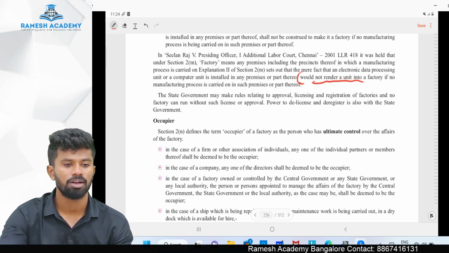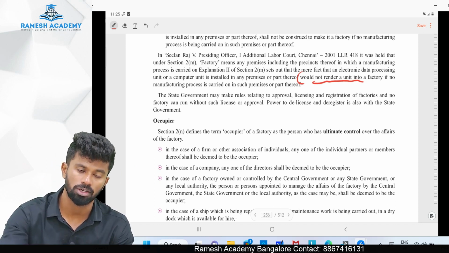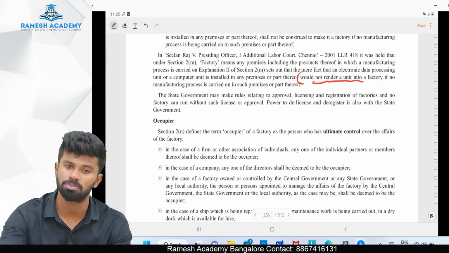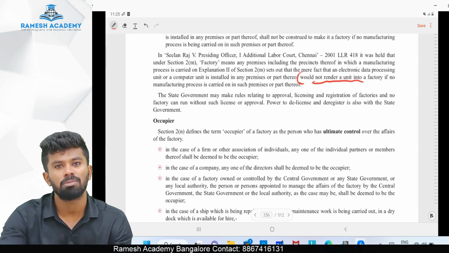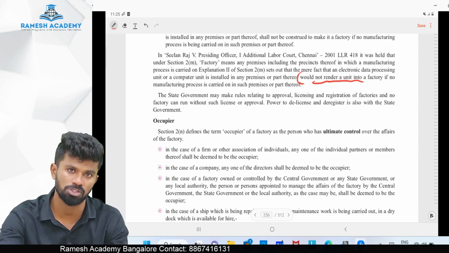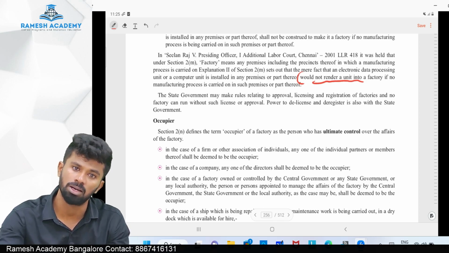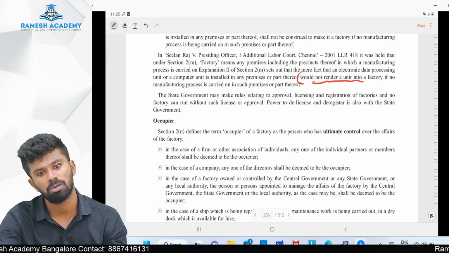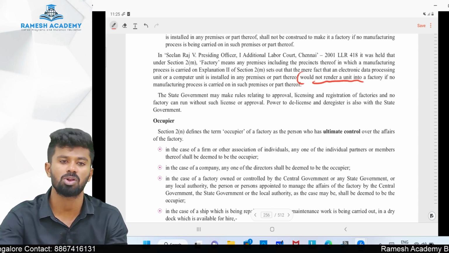Okay, so if it is with the aid of power, then 10 or more workers are required in the preceding 12 months, and if it is without the aid of power, there should be a minimum of 20 workers working in that manufacturing process in the preceding how many months? 12 months. And once the act becomes applicable, it is always applicable. Once applicable, always applicable. It continues to be applicable. That is how this law works.